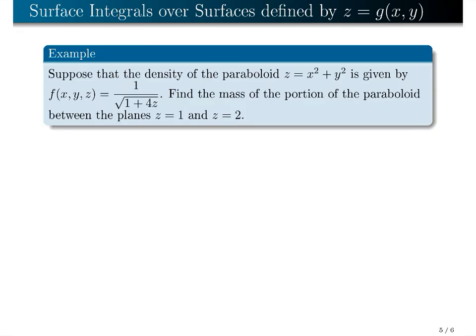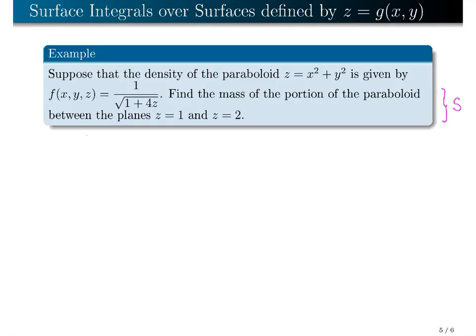Consider the portion of the paraboloid with equation z equals x squared plus y squared between the planes z equals 1 and z equals 2. Let us call it surface S. In this example, we are being asked to find the mass of surface S, given that the density at any point (x, y, z) on S is f of (x, y, z) equals 1 all over the square root of 1 plus 4z.